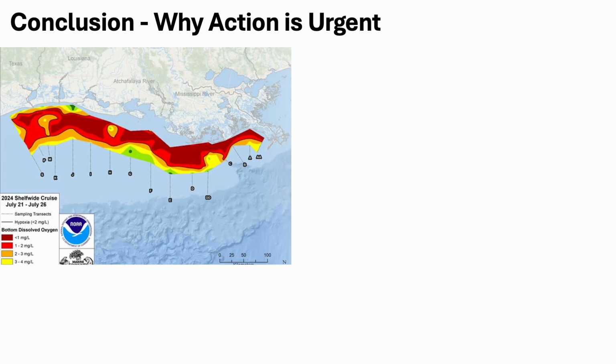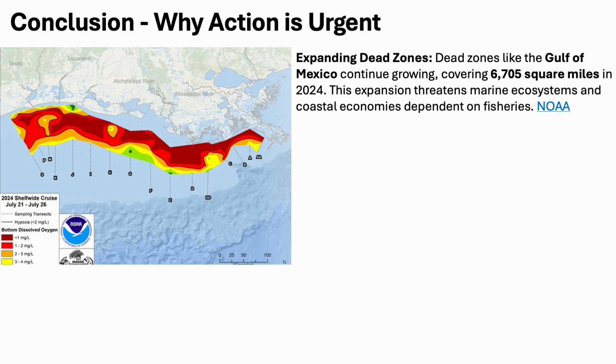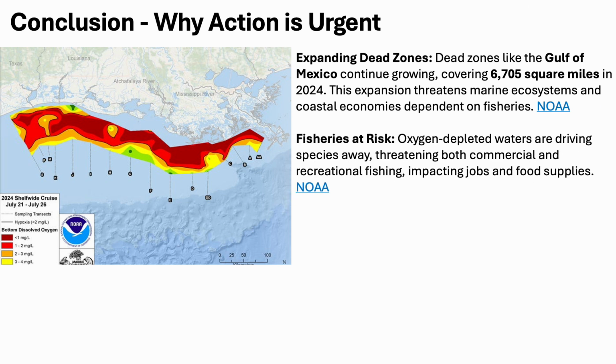So, why is action urgent? The expanding of the dead zone. The dead zone, like in the Gulf of Mexico, continues to grow, covering 6,705 square miles in 2024. This expansion threatens the marine ecosystem and coastal economies depending on the fisheries. On the left here in the image, the Gulf of Mexico. In red is where nothing can live at the moment because the oxygen levels have depleted.